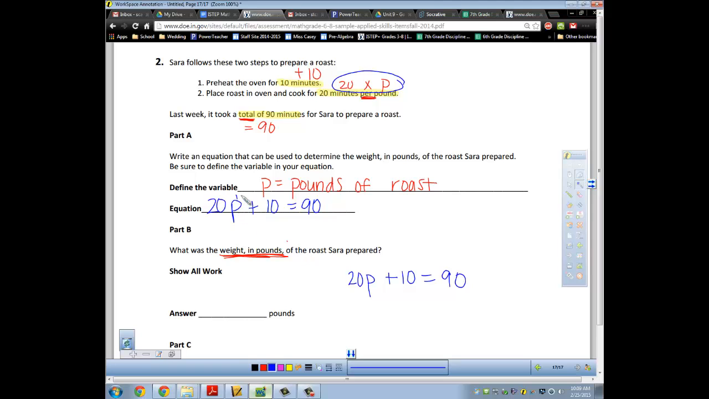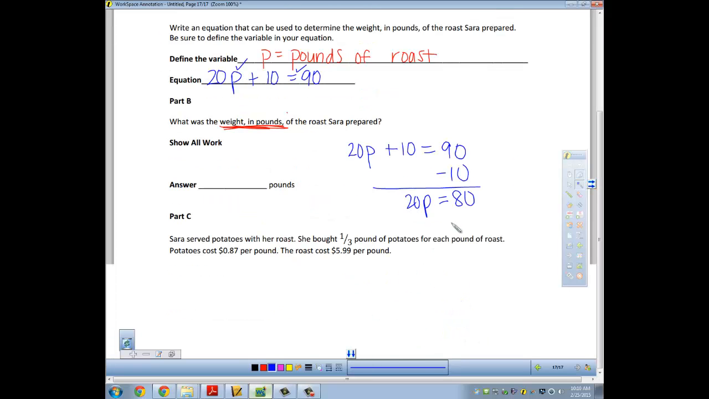So we made sure we had a variable, we have our equal sign. So those are two key components to an equation. When we go to solve it, remember always do the opposite of what we're doing. So instead of plus 10, we will minus 10. So 20p equals 80. And then instead of multiplying by 20, we divide by 20 to get p equals 4. So even though I wrote over here, I need to make sure I write over there. And notice I showed all of my work.